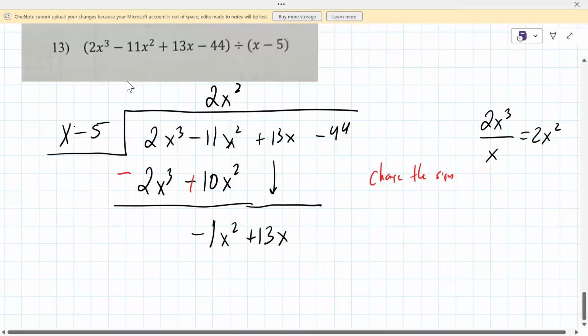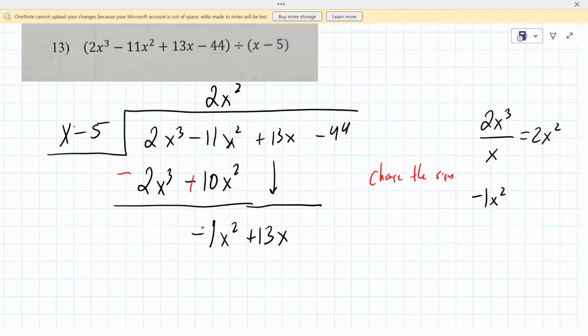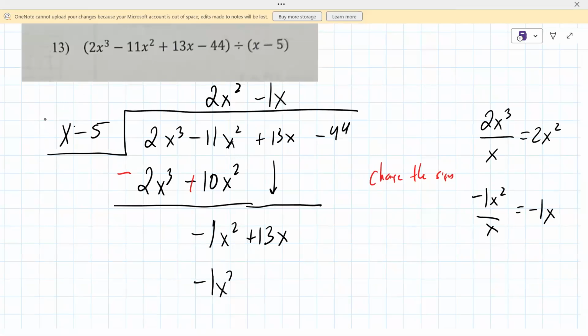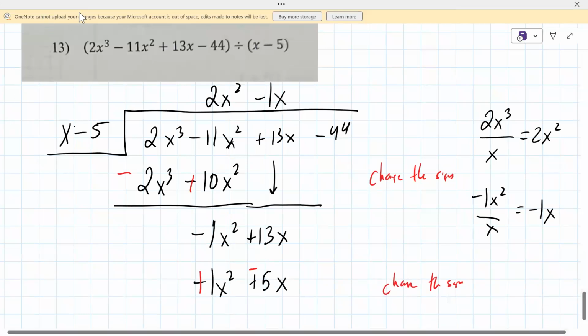And then you repeat. What do you multiply x by to get negative 1x squared? If you're not sure, you come off to the side and you divide. So you can see that's negative 1x. Now you take this negative 1x and multiply by each of these. So you get negative 1x squared, and we multiply by x plus 5x. And then you again change the signs. Very important to change the signs each time. The first one should always cancel.